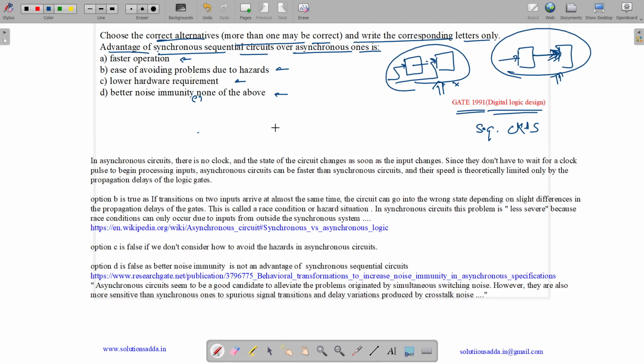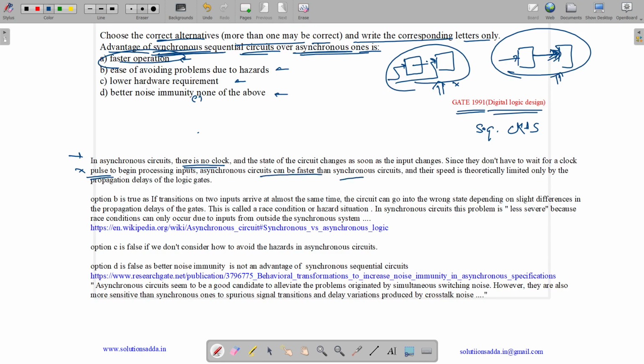So what does option A state? It is asking about the advantage of synchronous sequential circuits over asynchronous ones: faster operation. In asynchronous circuits, there is no clock, and the state of the circuit changes as soon as the input changes. Since there is no clock, we do not have to wait for the clock to begin processing inputs.